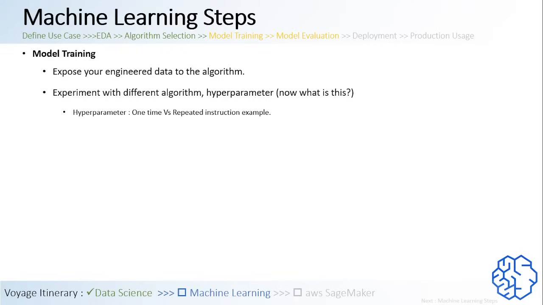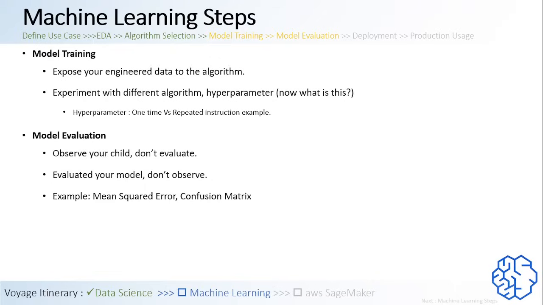You give so little instruction to your algorithm that it has to make its own decision, and then you see whether it's a good decision or a bad decision. So hyperparameters help us tell how many times we want to give the instruction. We are not telling what to do, we are telling how many times to do it. So it's a parameter on top of another parameter, right? That's why it's called a hyperparameter.